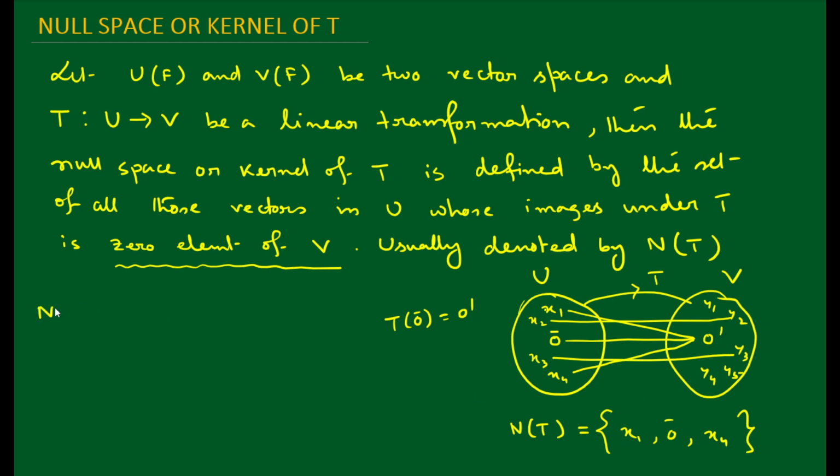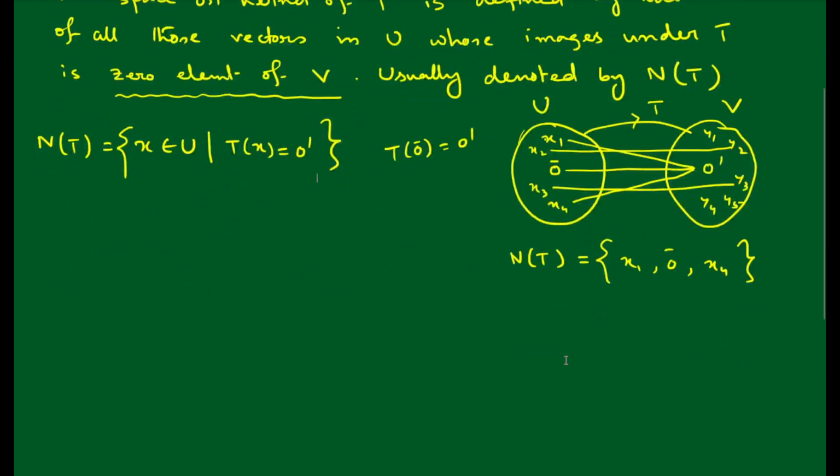So in general, how will we write null space? See, in null space we'll get some elements of U. U का element रहेगा such that T of x, उसका जो image है, that will be what? 0 dash. What is 0 dash? 0 dash is the 0 element of V. Okay, so it's very simple. Null space is a set, or you can say null space is a subset of U. Inside this, what elements will there be? All those elements of U whose images are what? 0 dash.